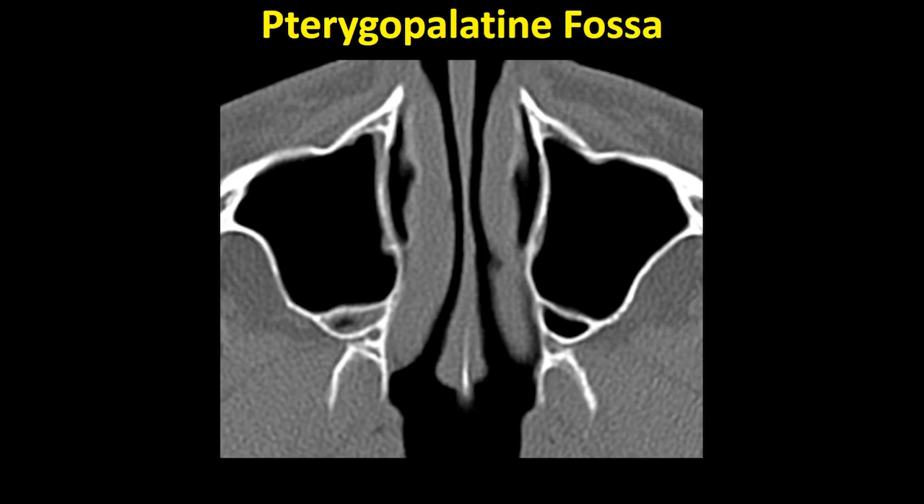It should be fat-filled. This is the region that lies between the posterior wall of the maxillary sinus, which is contributed by the palatine process, and posteriorly you have the pterygoid plates, and therefore this particular region is known as the Pterygopalatine Fossa. It communicates medially via the sphenopalatine foramen with the nasal cavity. Laterally, it communicates via the pterygomaxillary fissure with the infratemporal fossa.